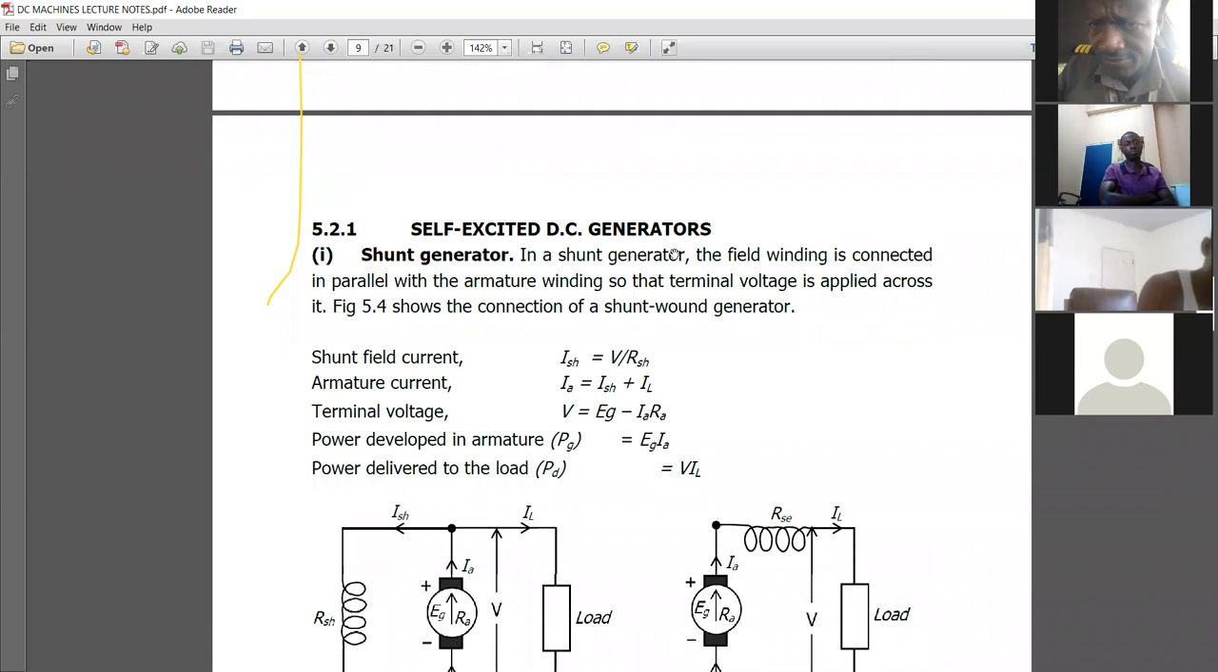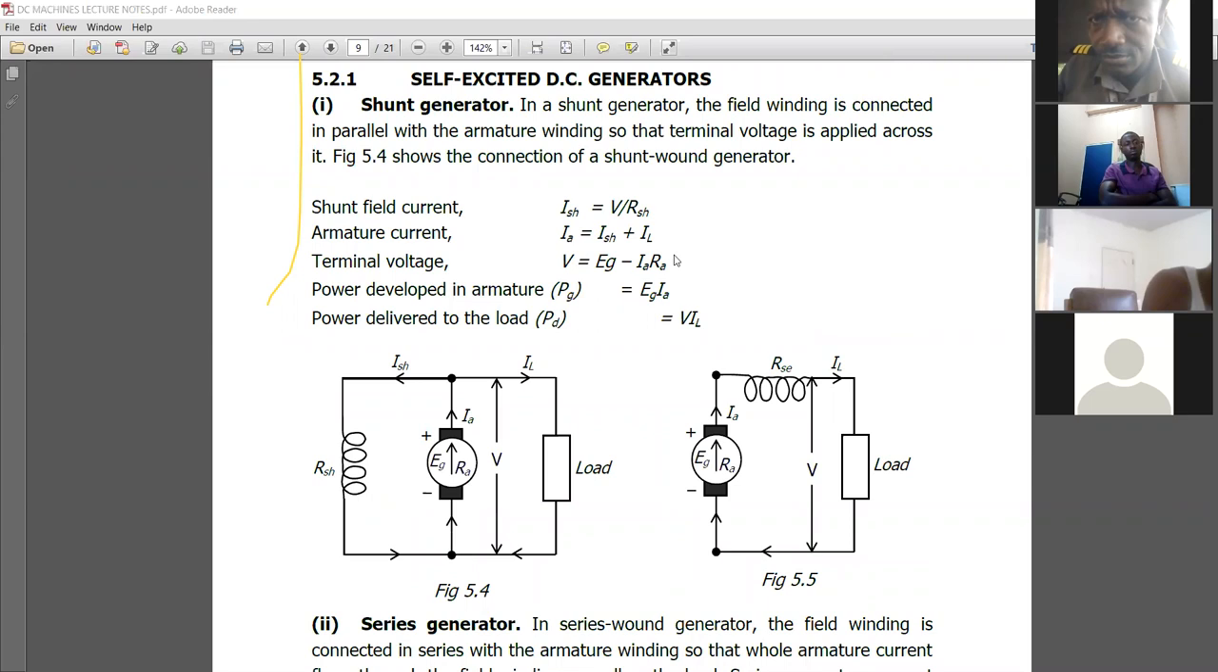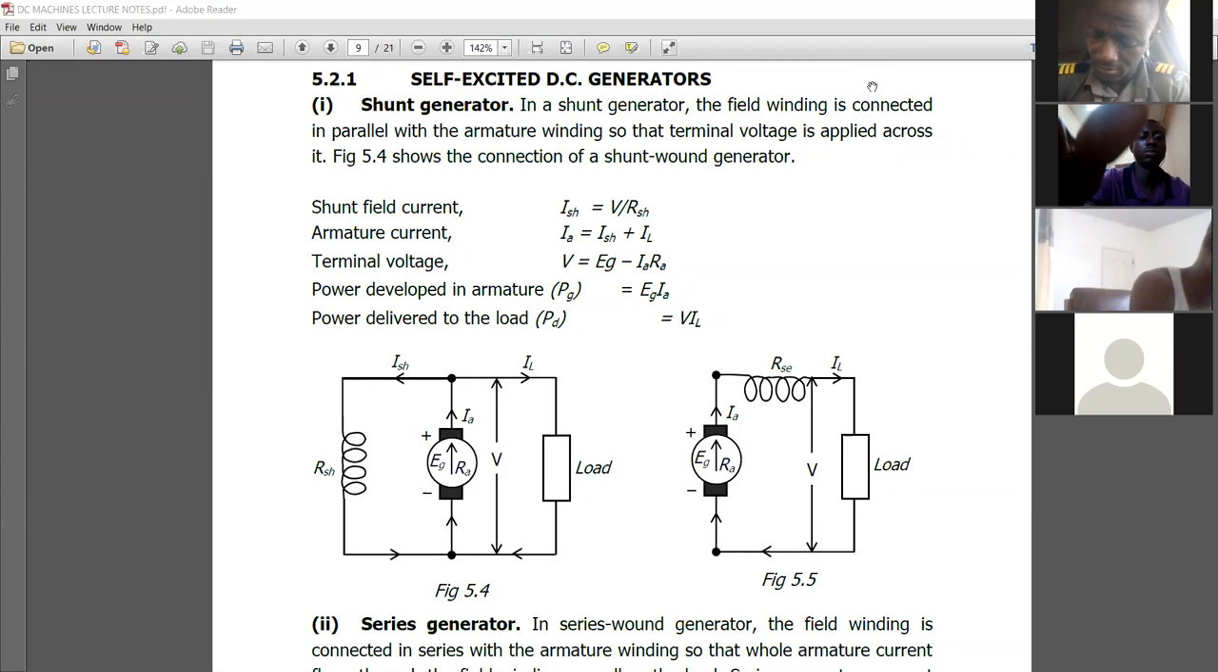So let's look at the generators quickly. Section 5.2.1, self-excited, so, shunt generator. And making reference to figure 5.4, I hope you can see that. All right, so we can see the diagram.